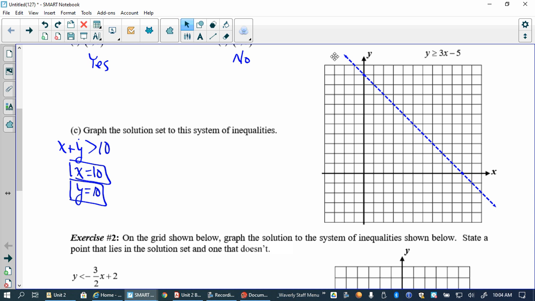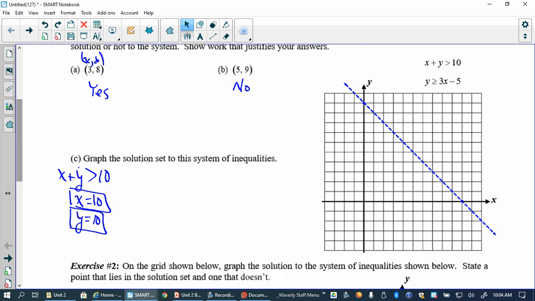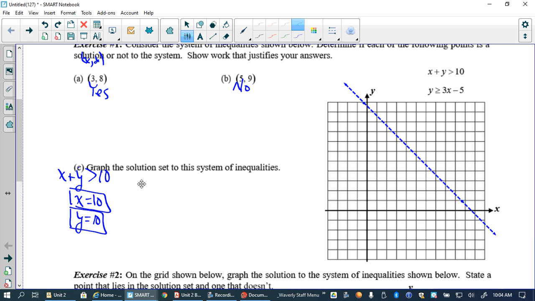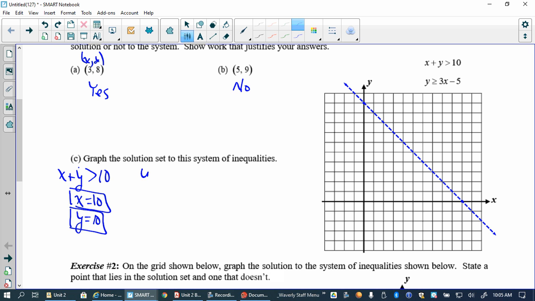So we have y greater than or equal to 3x minus 5. What's the y-intercept here? Negative 5. What's the slope? 3, 3 over 1, right? So go graph this: 1, 2, 3, 4, 5. Just get a few points for accuracy. That's probably enough. What kind of line now, by the way? Solid, because it's included. It's got the equal to sign.